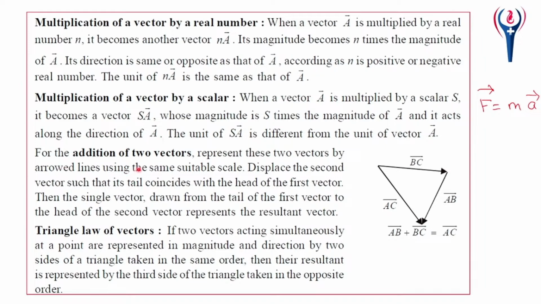Then for addition of two vectors, we will follow different methods. One is triangle law. The basic thing is, suppose you want to add AB plus BC equal to AC. Here the head of AB should be touched by the tail of the second vector BC. Then resultant vector will be the closing, third side of the triangle, that is AC. That is only AB plus BC equal to AC. Same way, suppose two vectors act as two adjacent sides of the triangle. Then the third side of the triangle in the reverse order is the resultant, that is only triangle law of vectors.